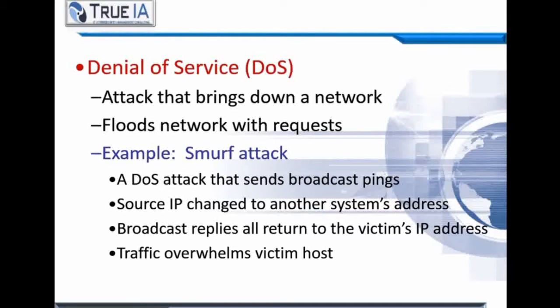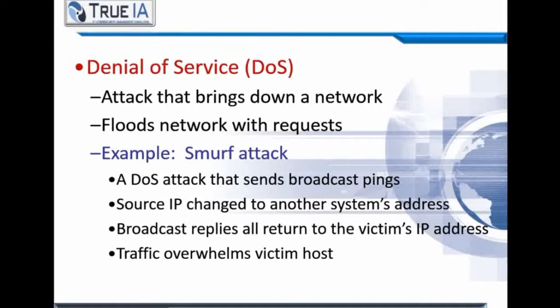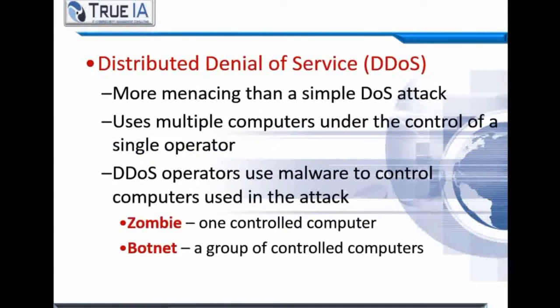The Smurf attack is a DoS attack that sends broadcast pings. The source IP is changed to another system's address, and then broadcast replies all return to the victim's IP address. This then begins to overwhelm the network with traffic, with all of these requests and no replies. The network just cannot handle it and comes to a halt.